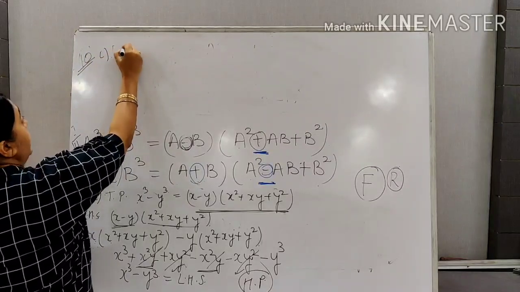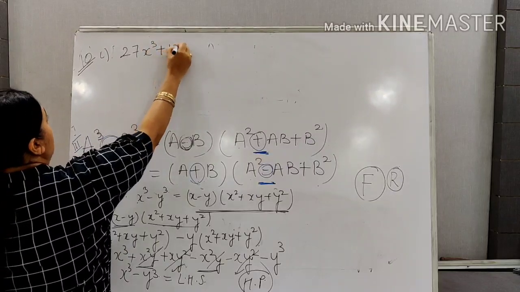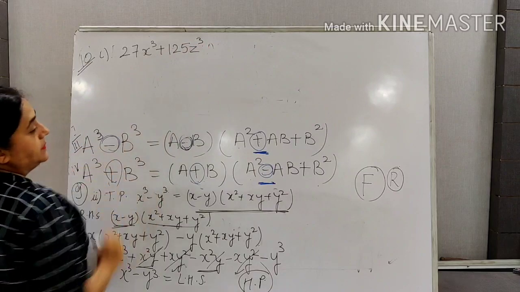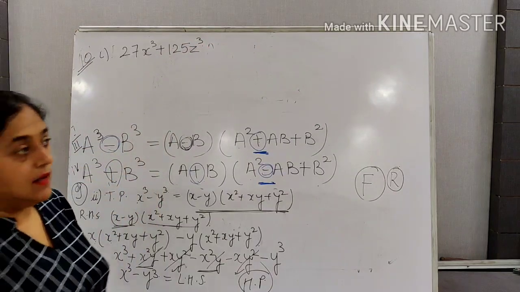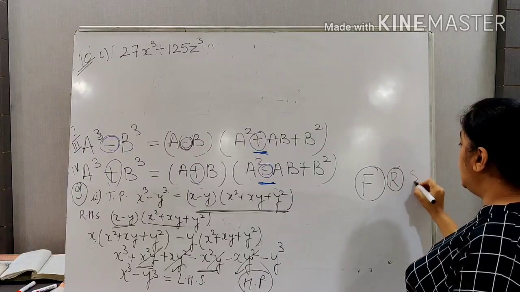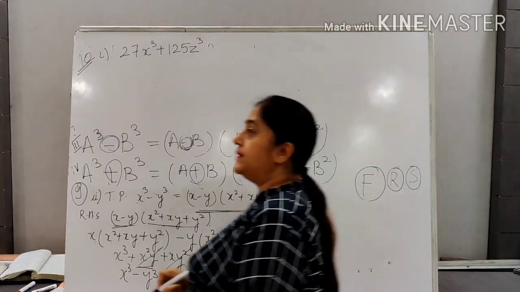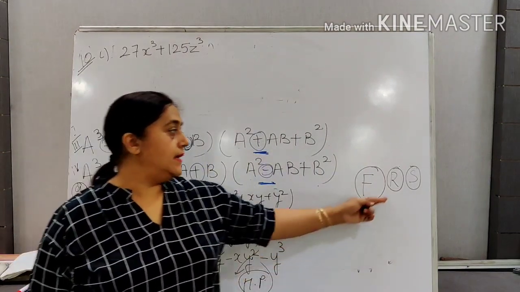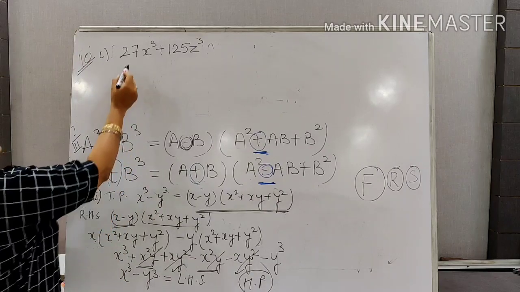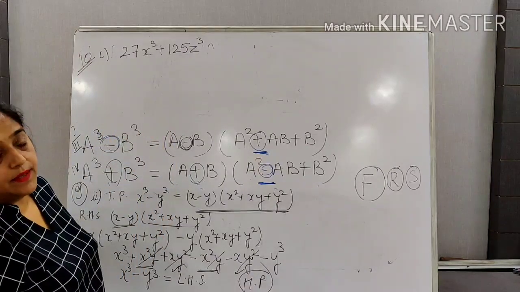First part. It is 27x cube plus 125 z cube. Before doing this question, I am giving you the third letter of my code, which is S. What is it? S. So first letter of the code was F, second R, third S. Right? So now 27x cube plus 125 z cube.